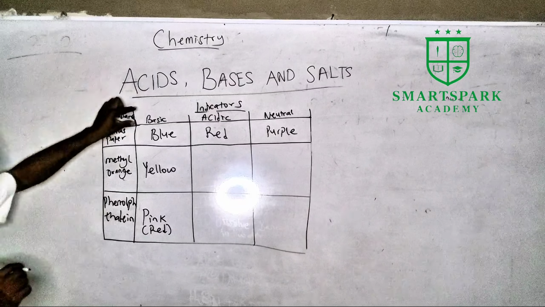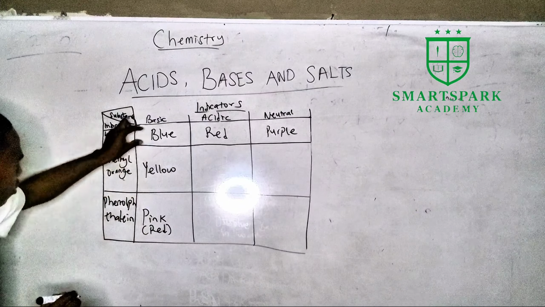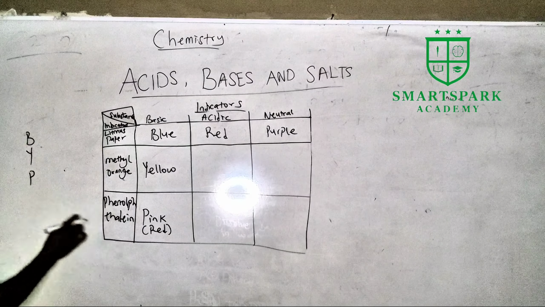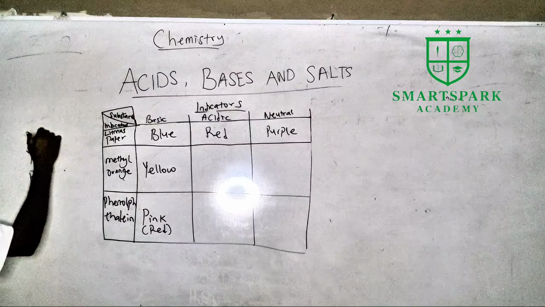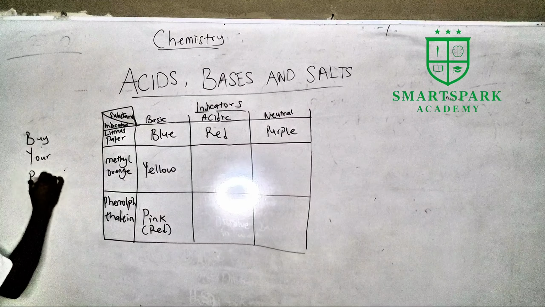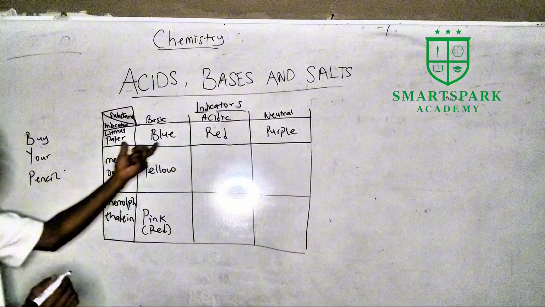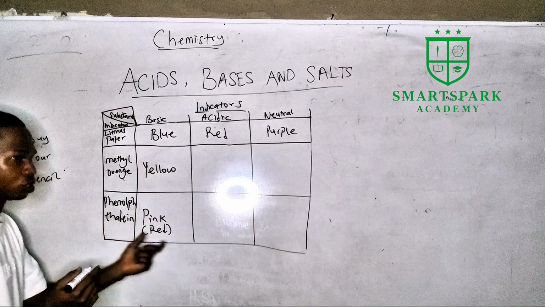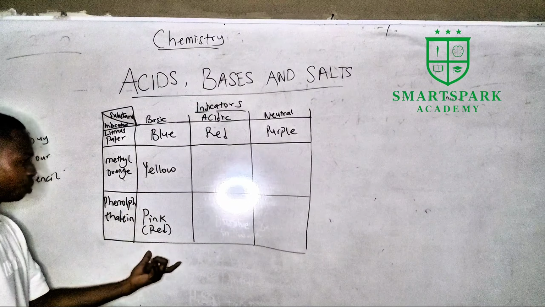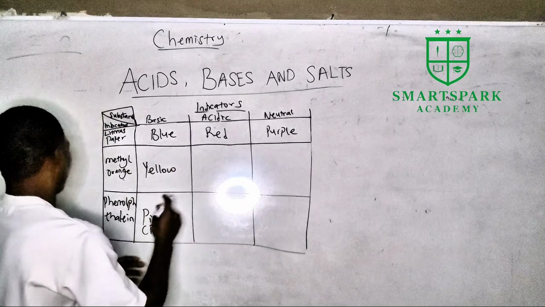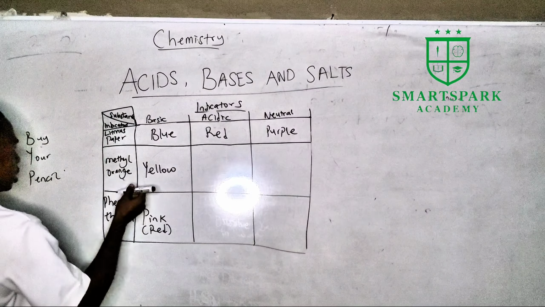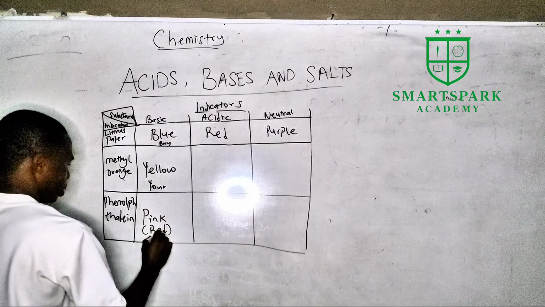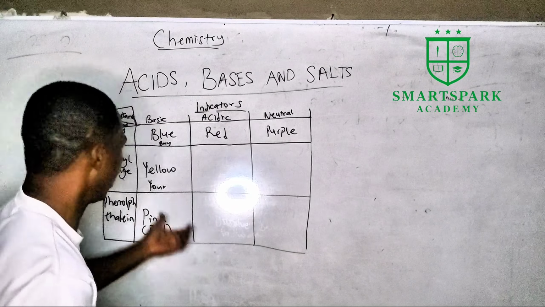Now listen. For basic substances, all these ones, we have BYP. BYP for the basic substance. So we have buy your pencil. Very easy. Don't say get your pencil. Buy your pencil, just like an advert. Buy your pencil. Very easy. Now for an acidic substance, I can just put it here. Buy your pencil. So don't forget that. Remember what is buy your pencil.